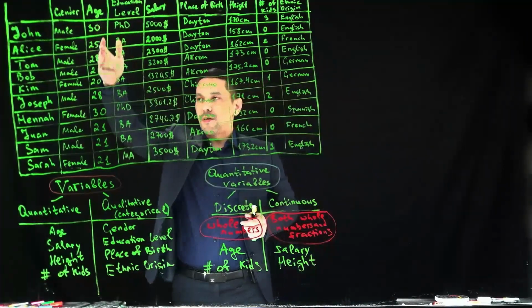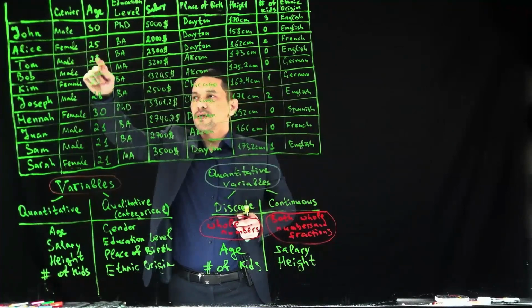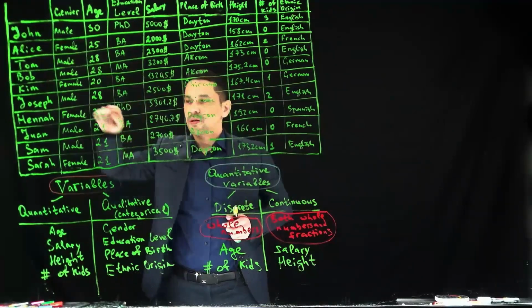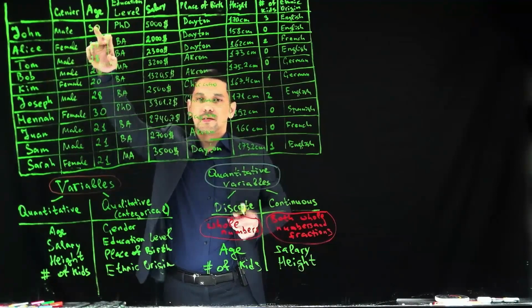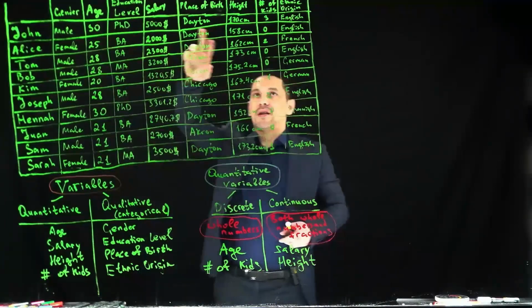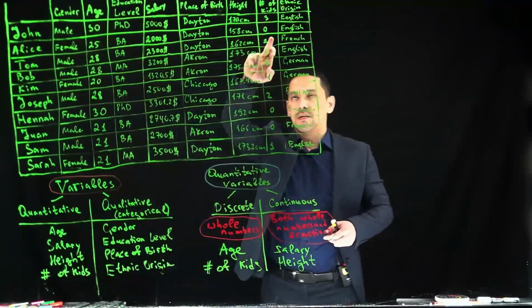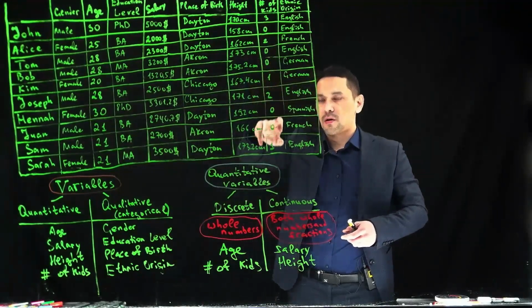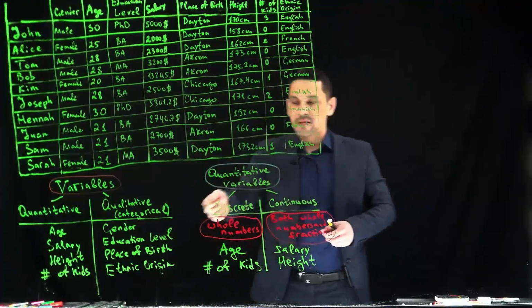Age is a discrete variable. Why? Because all the values of this variable are whole numbers, integers. That's why this variable is discrete. The same can be said about the variable number of kids. As you can see here, the values of this variable are whole numbers, so this variable is discrete.